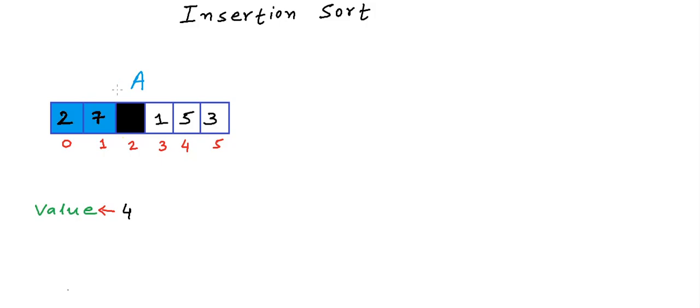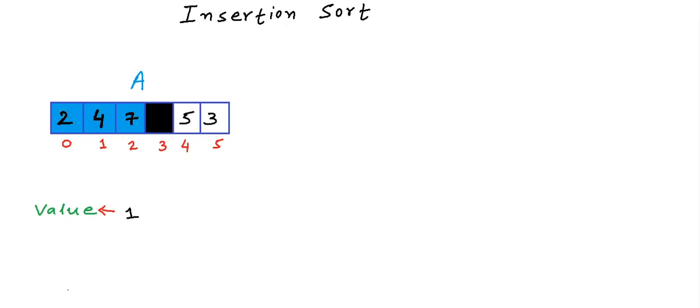We will do so one by one. We will start at position 1 and see if the number is greater than 4. 7 is greater than 4. So 7 will be shifted to index 2 and the hole will now move to index 1. Now we will look at 2. 2 is not greater than 4. So no more shifting is needed. We will simply put 4 at index 1. And now we are sorted till index 2.